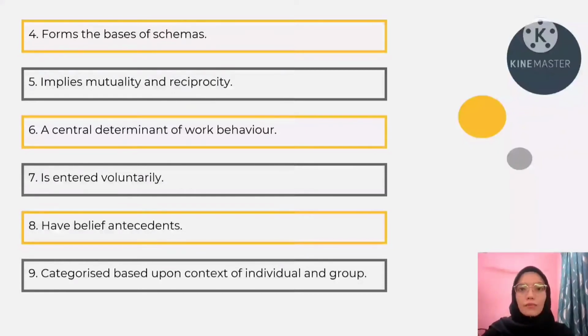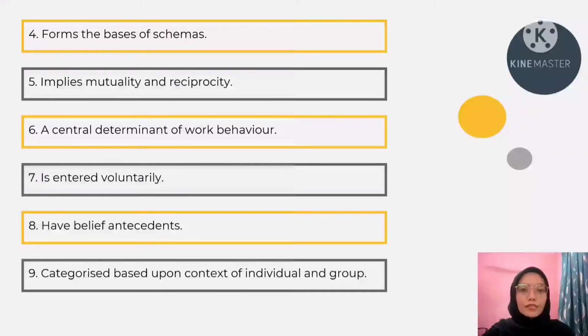Next, feature number 8. Psychological contracts have belief antecedents. For example, both parties' perceptions of contract would be dependent on past experience, especially breach of contract. The level of presence of such antecedents would depend on the degree of the breach experience in the past.